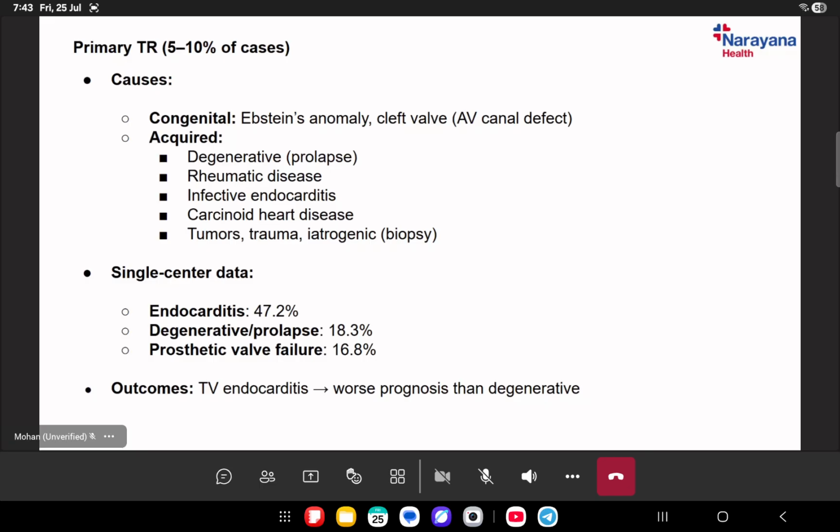In single center data from recent studies, endocarditis comprises around 47%, degenerative or prolapse is only 18.3%, and prosthetic valve failure also now comprises around 16.8%. So tricuspid valve endocarditis has a worse prognosis than degenerative.